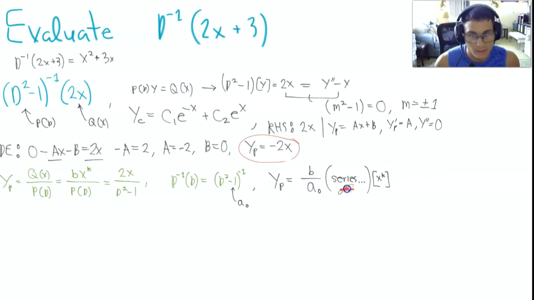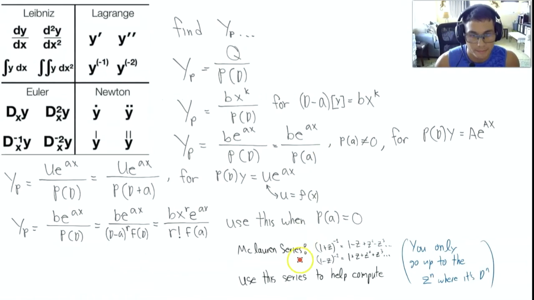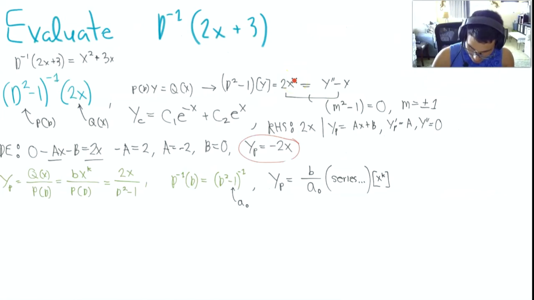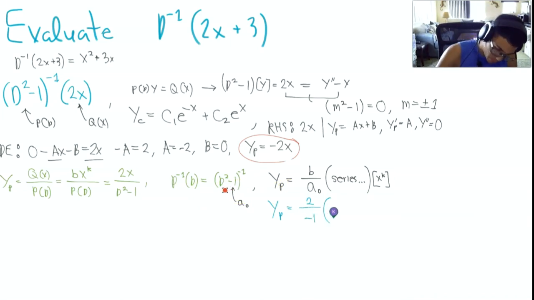Now, specifically this series, we've got to pick the right one. So we need to pick one of these. So let's think about this. yp. Okay, so what's B? B is 2. What would AO be? AO would be negative 1. And then we don't know what to write yet.